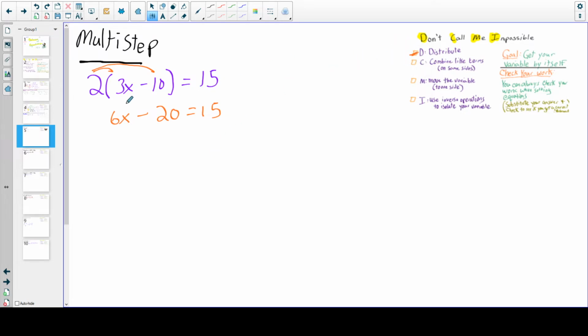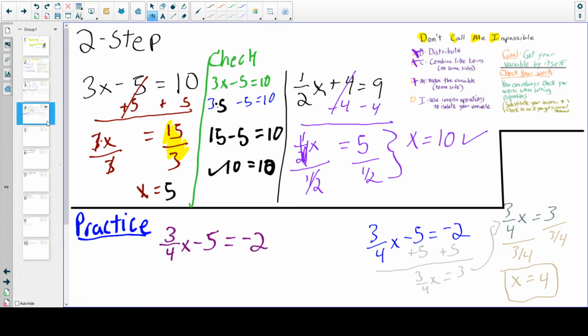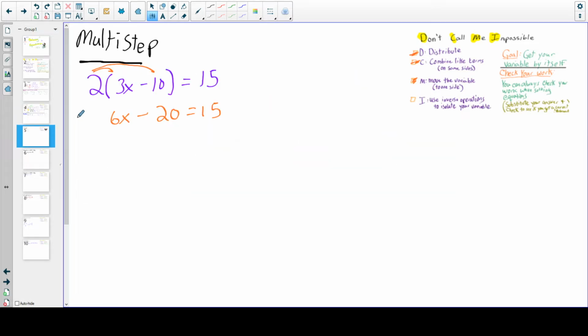Can I combine like terms? No, these are not like terms, and 15 is by itself. Do I need to move my variable to one side? It's already on one side. So all I'm left to do is to use inverse operations. And if you notice, if we go back, we're literally doing this question again, but with different numbers. So let's do this together. We're going to add 20 to both sides. And you're left with 6x equals 35.